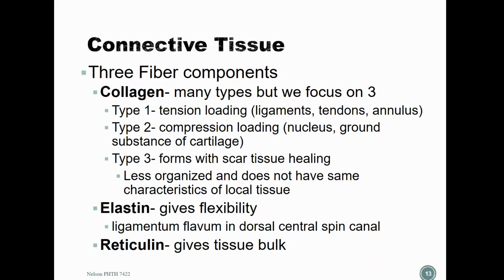Type 3 is where we really have scar tissue formation. It's not as organized. It doesn't have the same stress strain characteristics. It doesn't have the same load tolerance of the tissue around it. So it's kind of the weak link, and where that scar tissue connects to the normal tissue often can be a region of further stress. We also have elastin, which gives flexibility in our tissue, ligamentum flavum in the spinal canal. So if you haven't opened the spines yet and looked at that, please do, because it's a very unique looking ligament. And reticulin, which gives the tissue bulk.